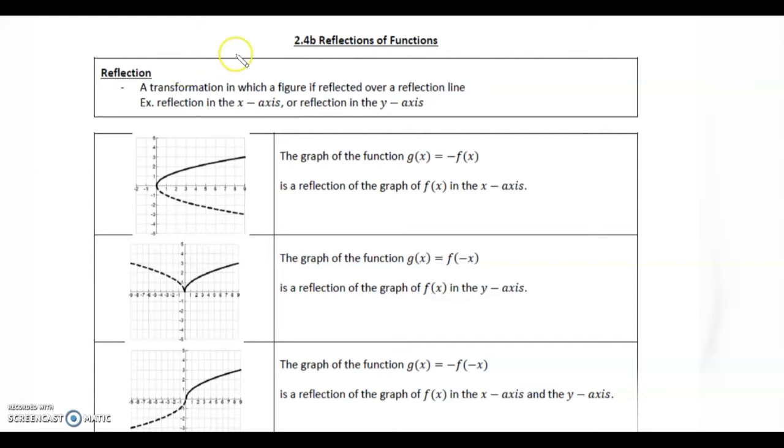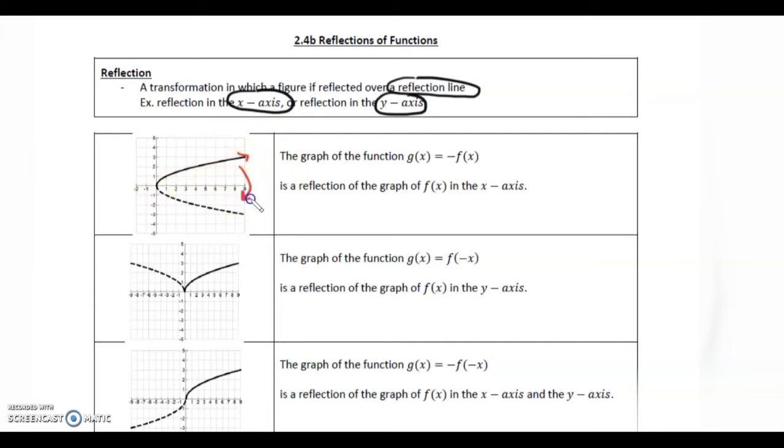Okay, 2.4b, reflections of functions. So we have to talk about what is a reflection. A reflection is a transformation in which a figure is reflected over a reflection line. The two reflections that we're going to really talk about are the reflection over the x-axis and the reflection over the y-axis.